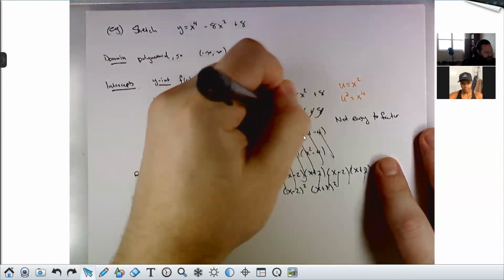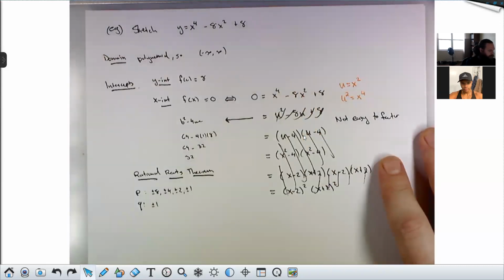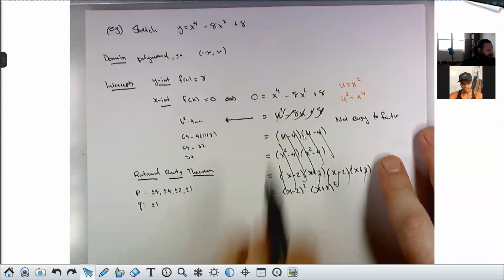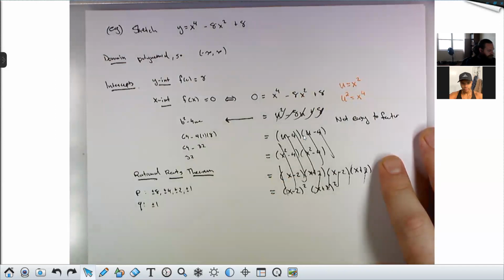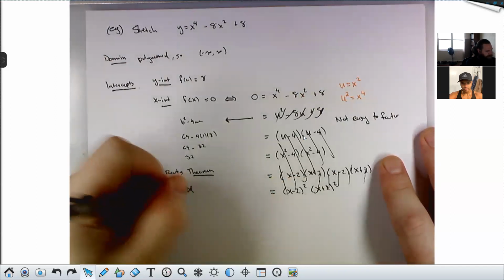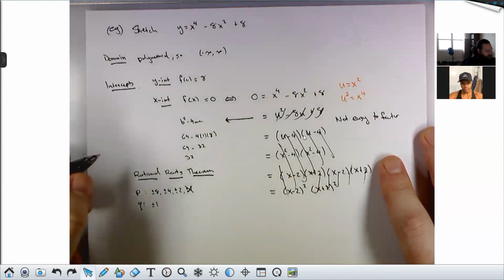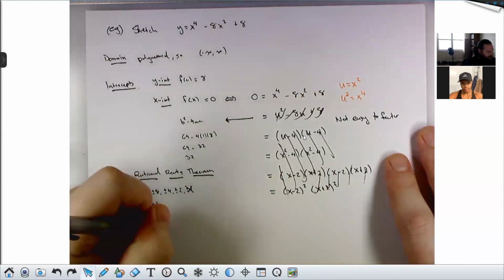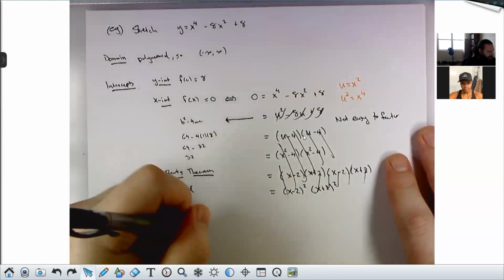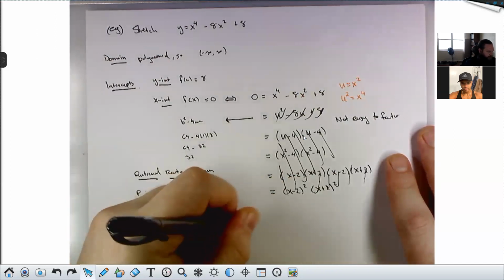So we're not actually going to use this substitution trick here because it doesn't factor like that. If you plug in 1, you don't get 0. If you plug in -1, you don't get 0. So I can cross these off. We can check f of 2 using synthetic division. This would be 1, 0, -8, 0, 8.